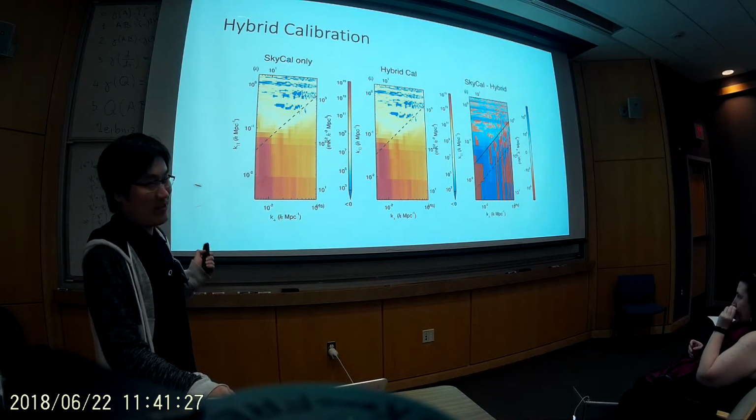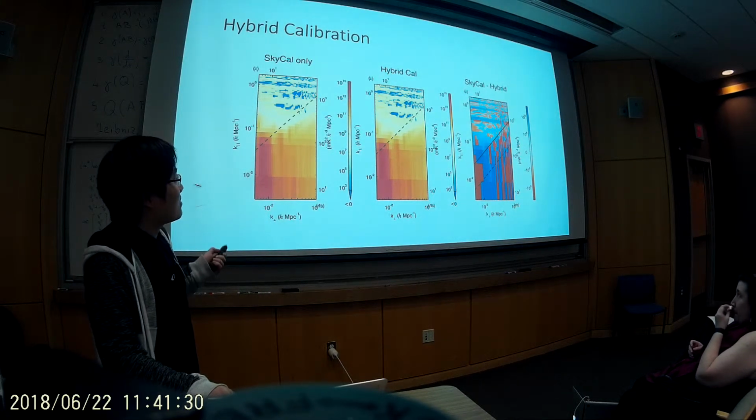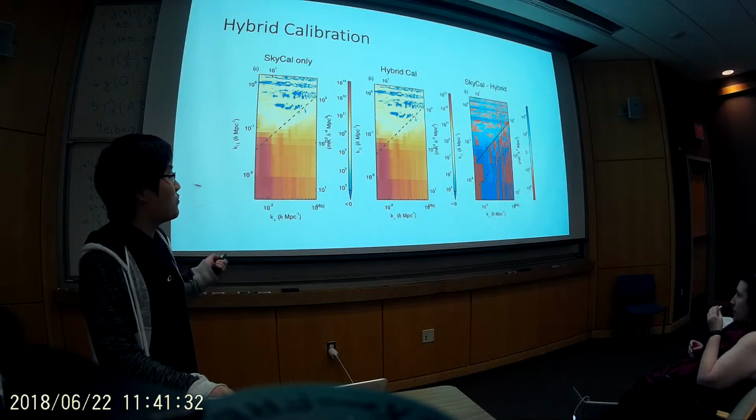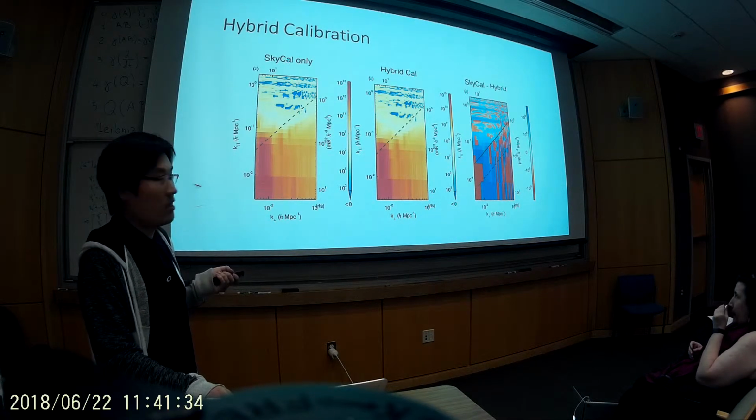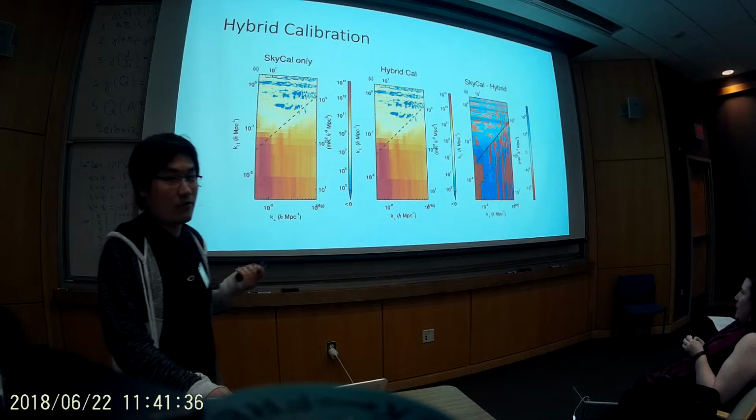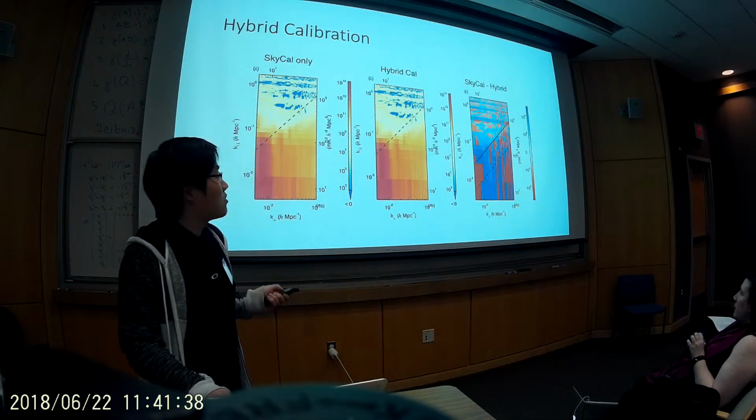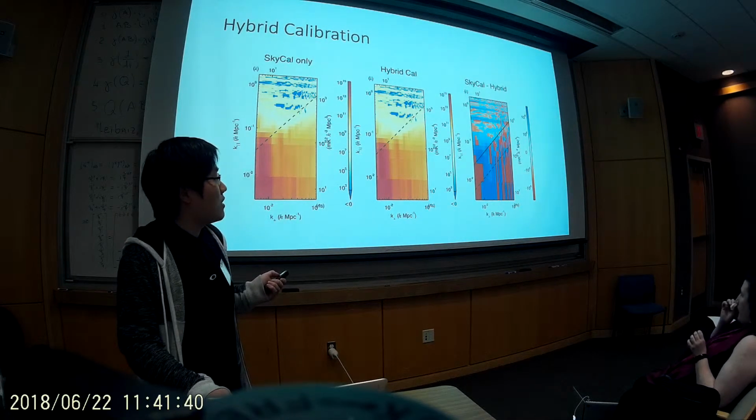So the last one is the guide calibration only. The middle has the hybrid calibration. They look identical, so we make a difference. It shows on the right. Blue means hybrid is better. Red means it makes things worse. So definitely the hybrid calibration is better in the coarse band mode.